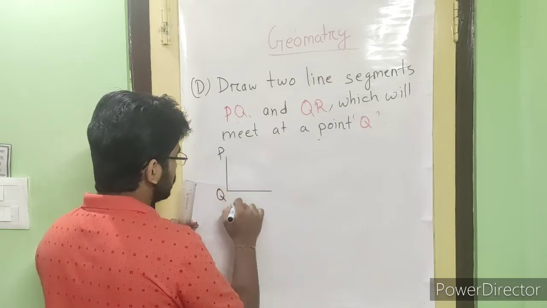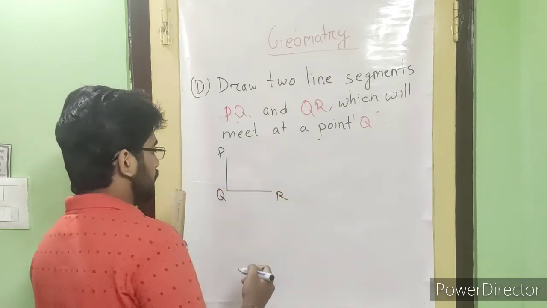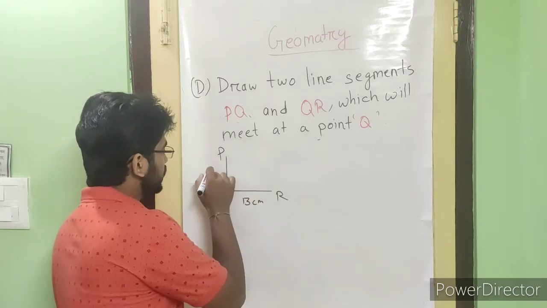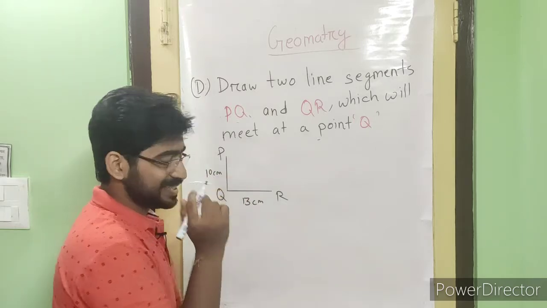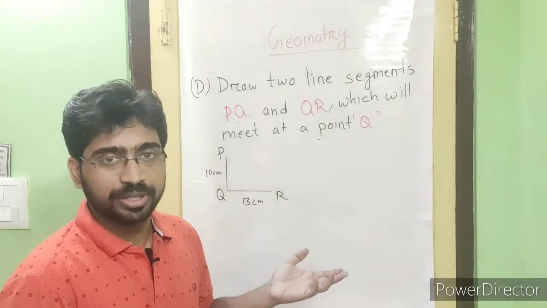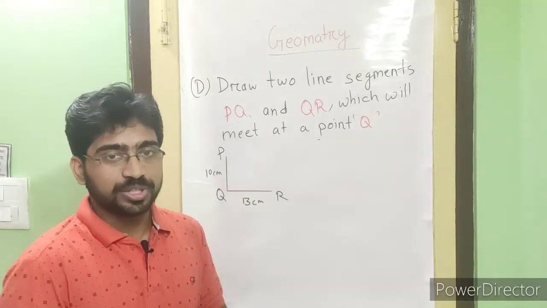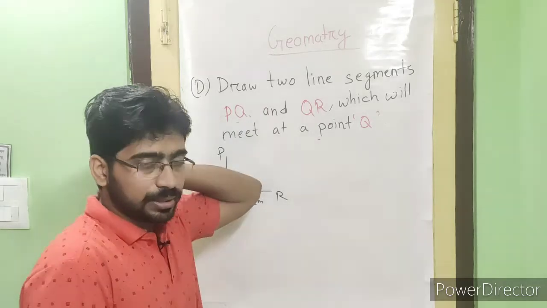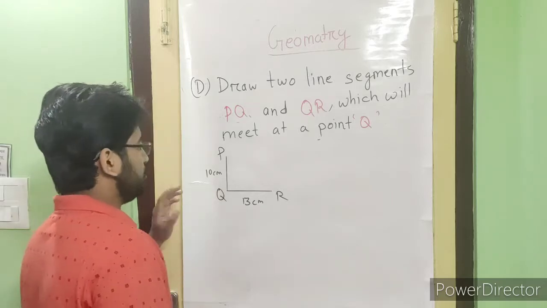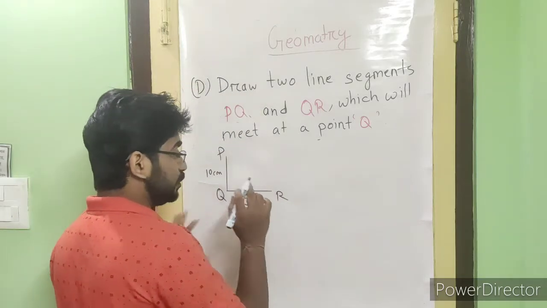So P, Q, R. Now again we need to write. Okay, I am writing here 13 centimeter and 10 centimeter, but it's not necessary in the case of these questions. If you are asked to write this, then only you write. Otherwise it's up to you. It's not mandatory if the length is not mentioned here. Okay, so PQR.